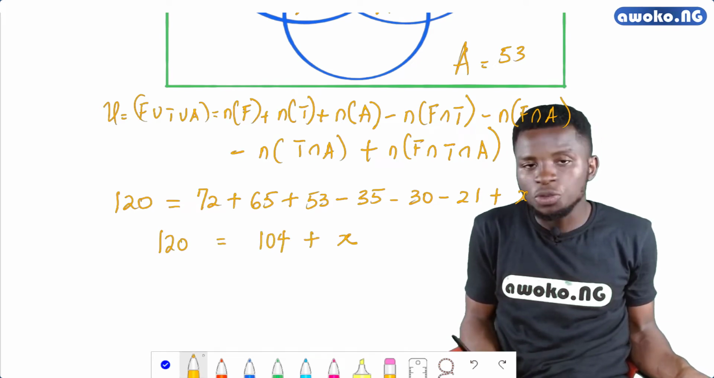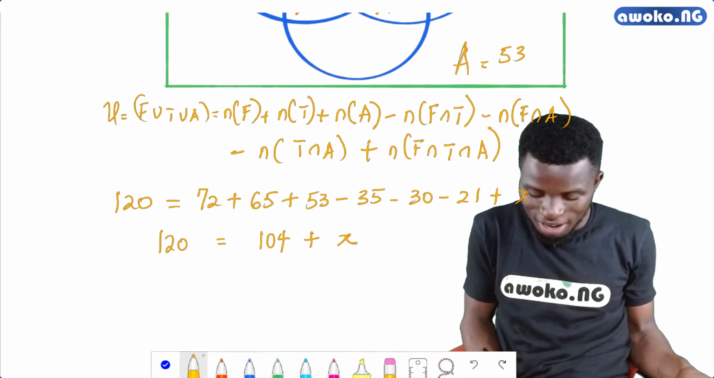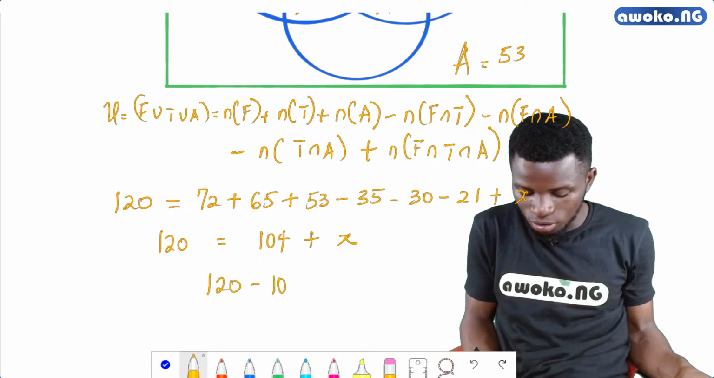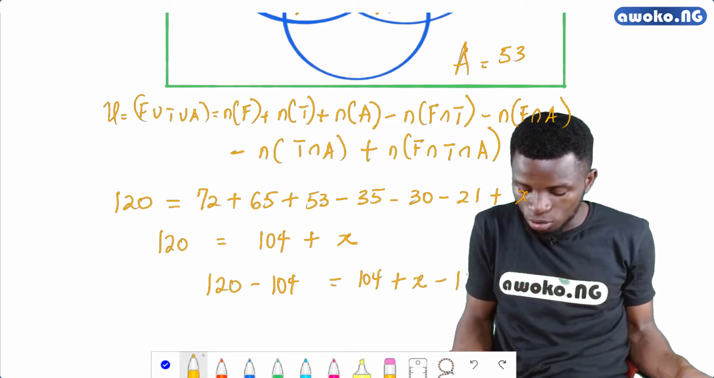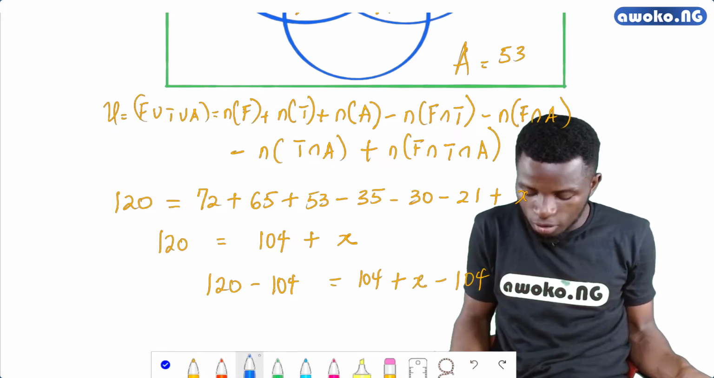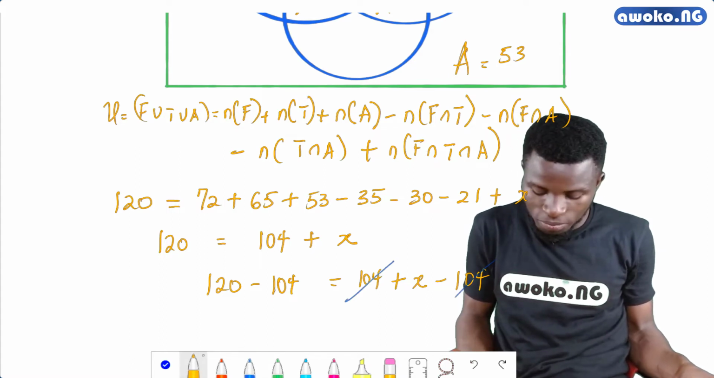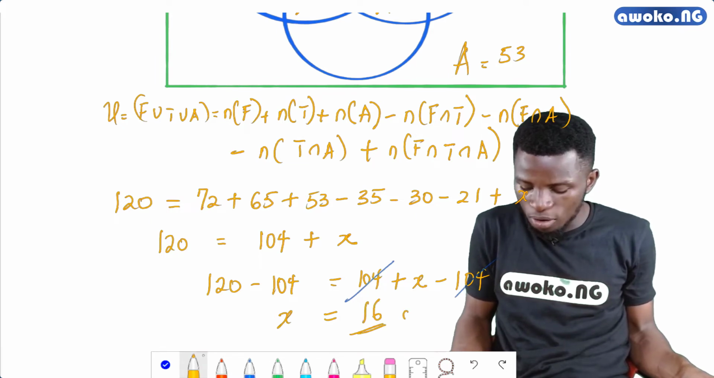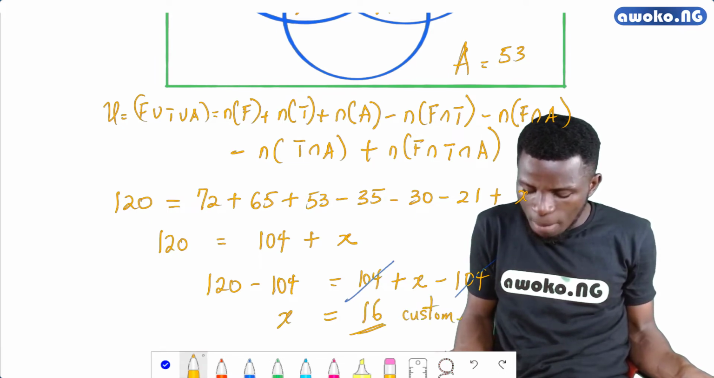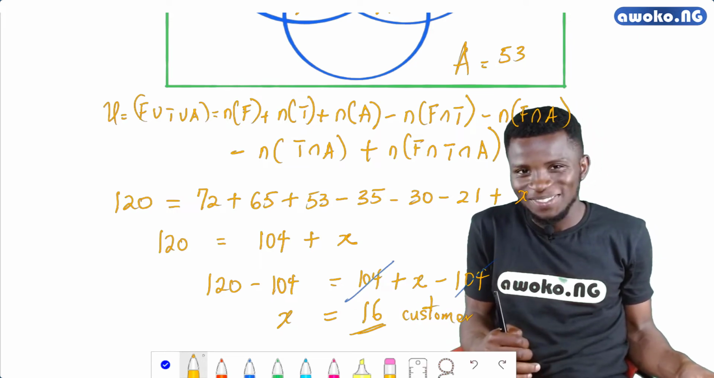X. Then if you subtract 104 from both sides to make X stand alone, we have 120 minus 104 equals 104 plus X minus 104. And of course, 104 will cancel out 104, and we're left with X is equal to 16. Therefore, 16 customers banked with the 3 banks.